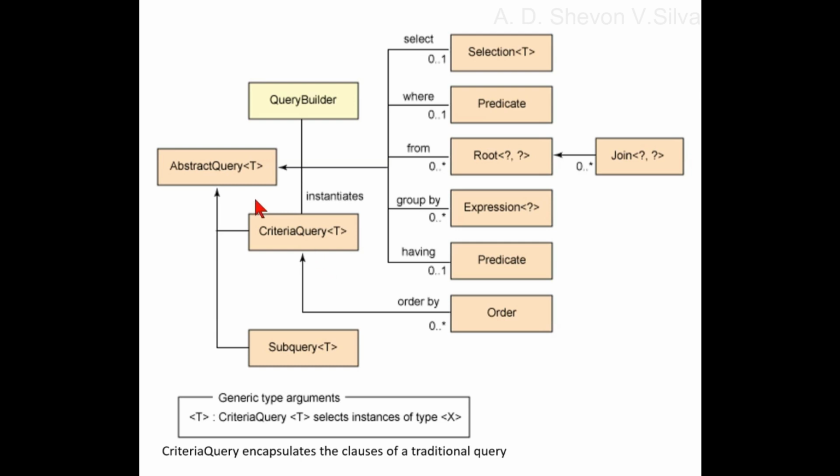Here is the interface AbstractQuery<T> in package jakarta.persistence.criteria in module jakarta.persistence. The T is the type of the result, and the AbstractQuery interface defines functionality that is common to both top-level queries and subqueries. It is not intended to be used directly in query construction.